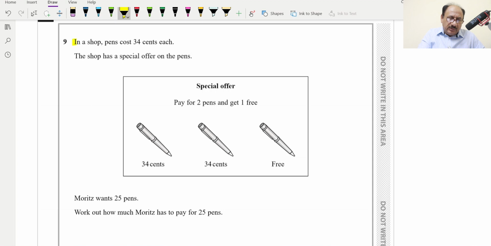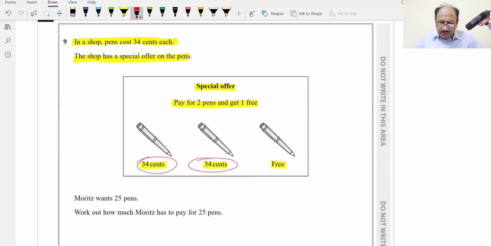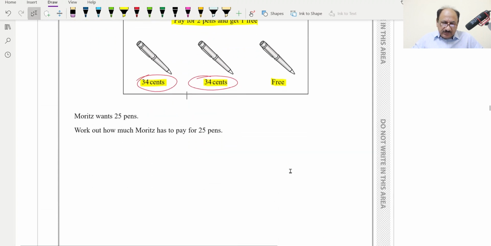Question number 9. In a shop, pens cost 34 cents each. The shop has a special offer on pens. And what is that special offer? Pay for 2 pens and get one free. This is 34 cents. This is also 34 cents, and this will be free. If we are buying these two and paying 34 plus 34 cents, we will be getting 3 pens, and this is the offer which we are having.